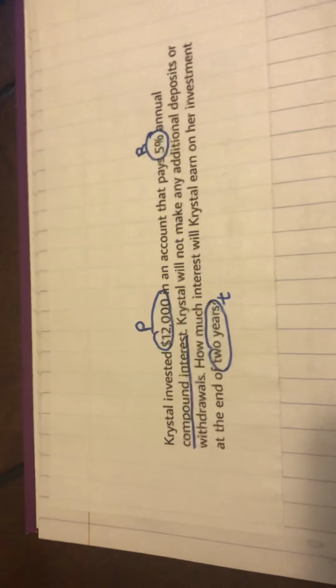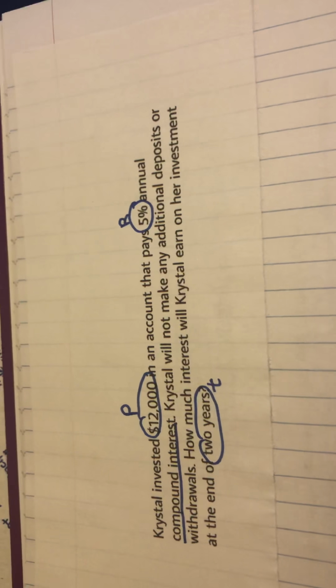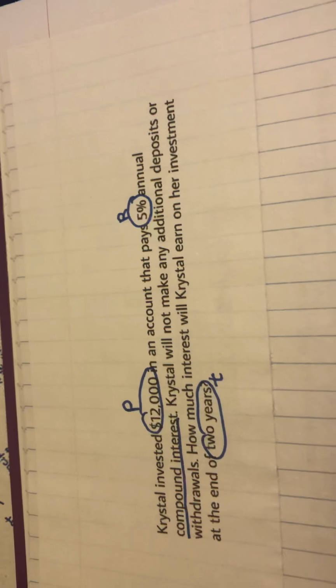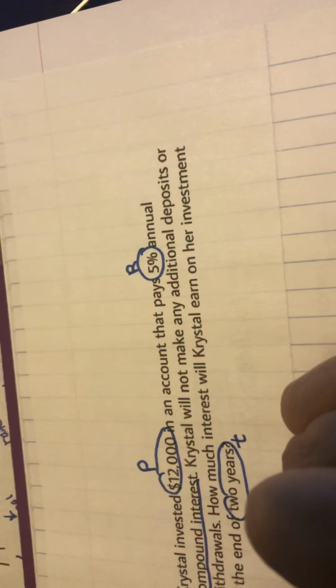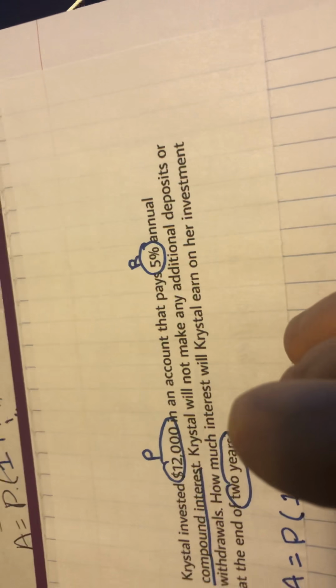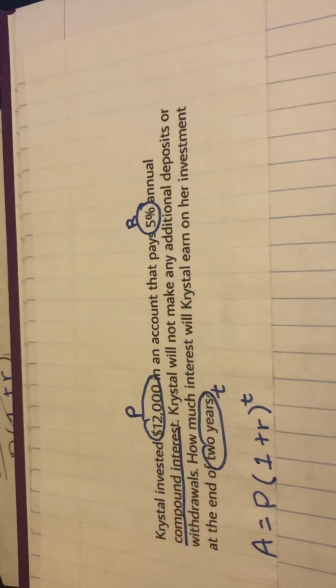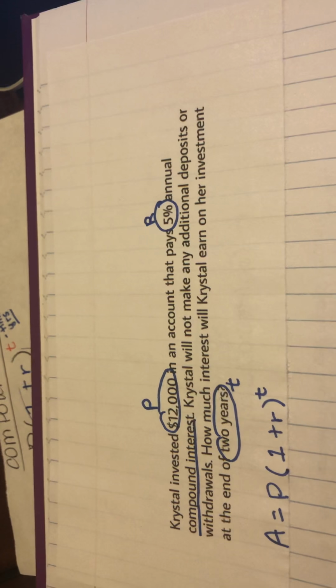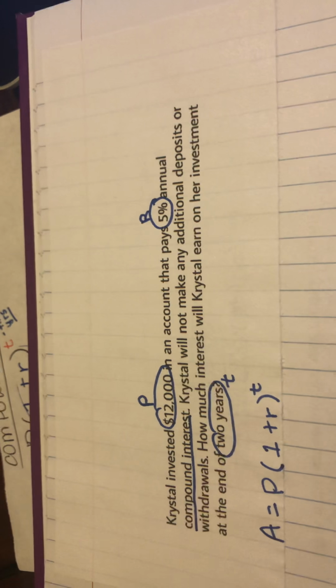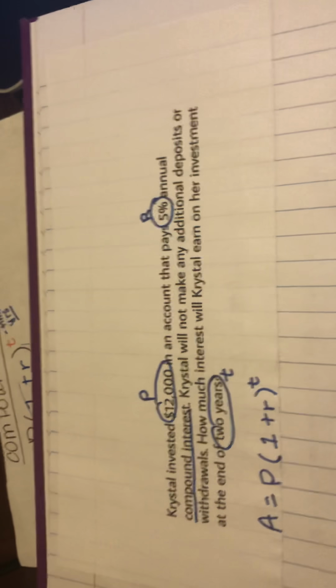Okay, so let's see. Let's use our, hold on, let me read this, Mrs. Bearfield. Let's go ahead and write down our formula. A equals P times 1 plus my rate to the power of time, right? It's an exponent raised to the power of time. Okay, so we have that set up, okay?